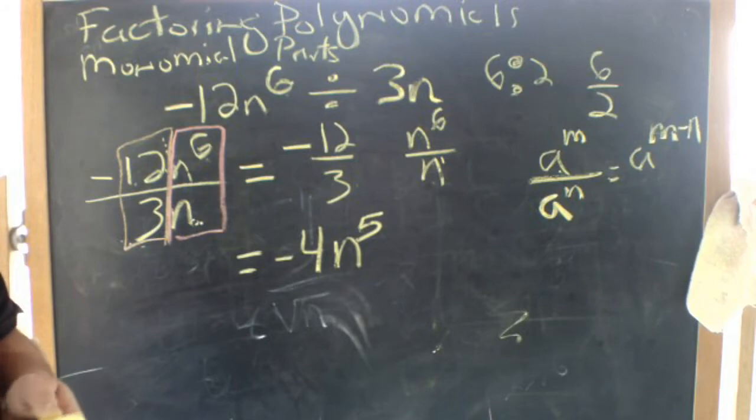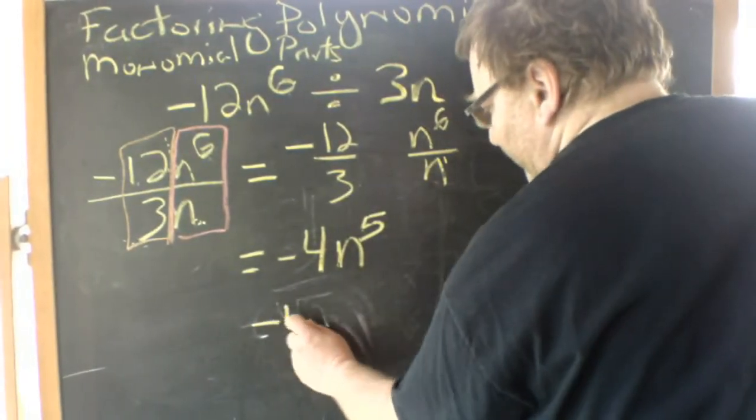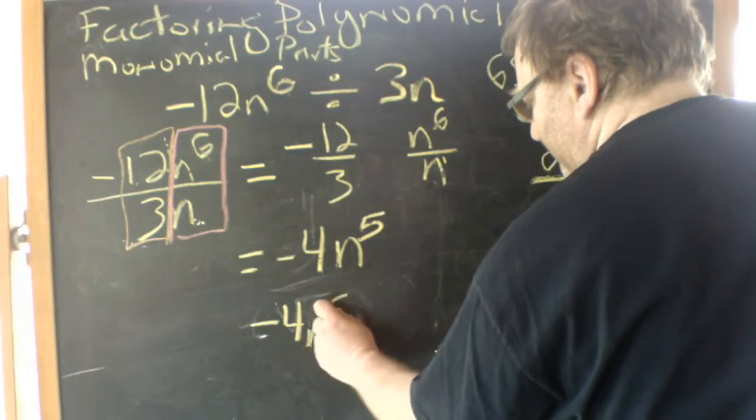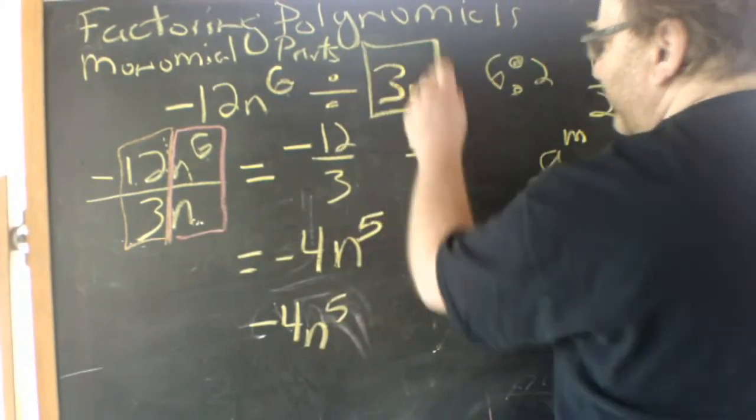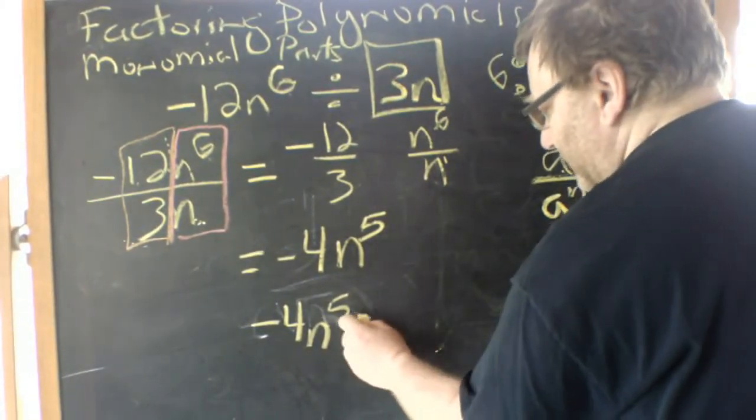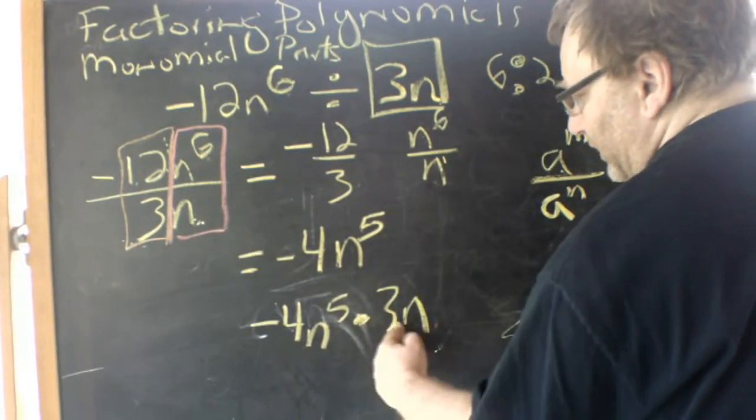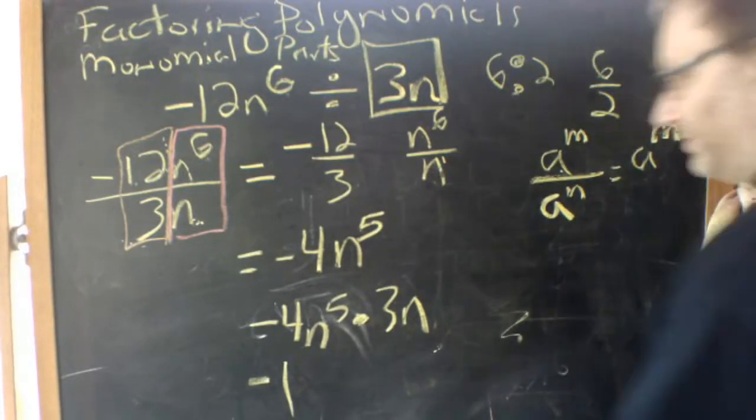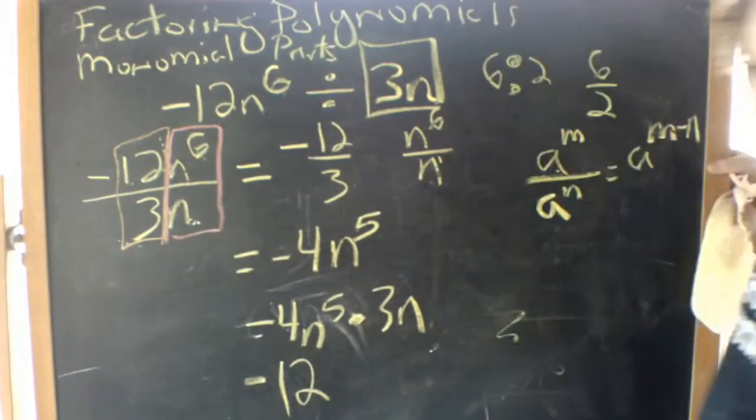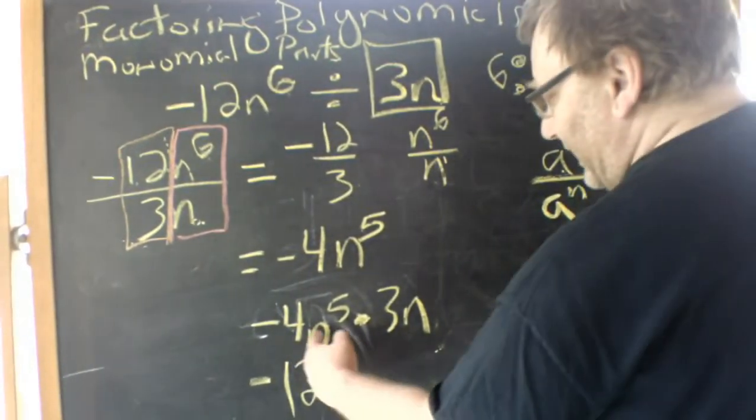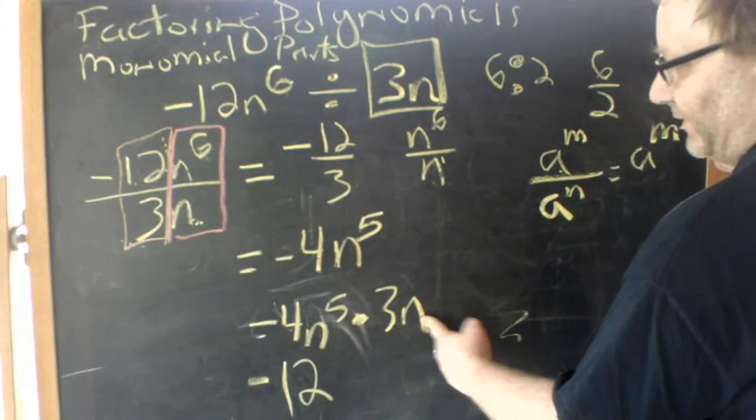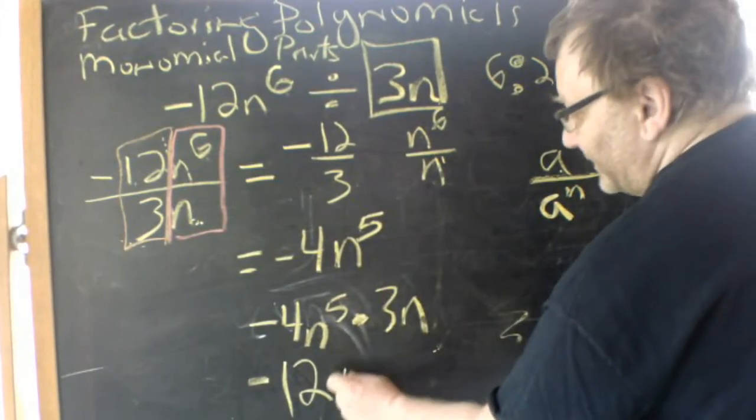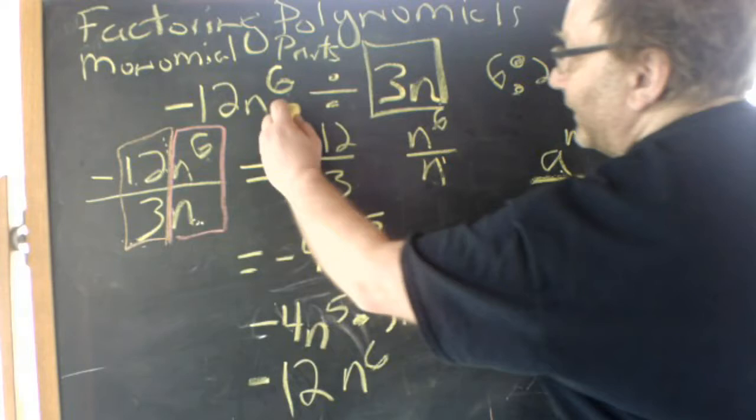Well, with all divisions, we can double check to make sure we did it right. We can take our answer and multiply it by our divisor. 3 times negative 4, right at the bottom there, is negative 12. And n to the 5th times n to the 1st, I add my exponents, n to the 6th. And it checked.